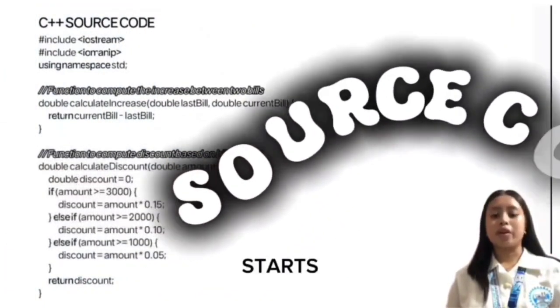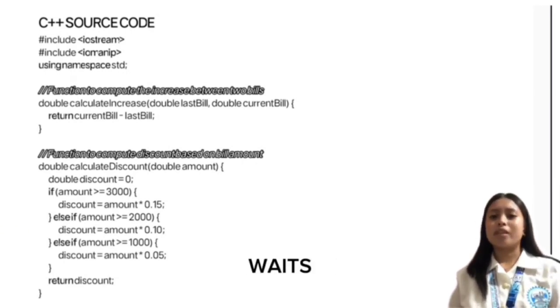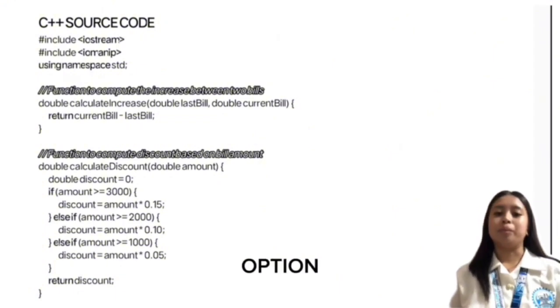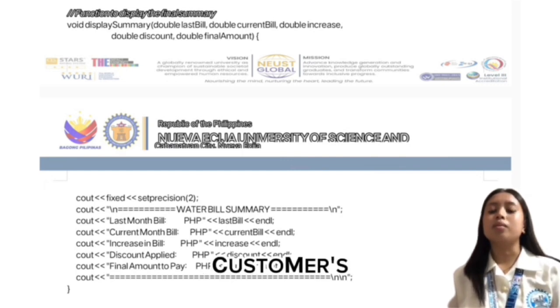When the program starts, the first thing that appears on the screen is the water bill system menu. The user is given 2 options. Option 1 is process a customer, and option 2 is exit. The program waits for the user to select an option. If the user chooses option 1, the program proceeds to gather information needed for the customer's bill.